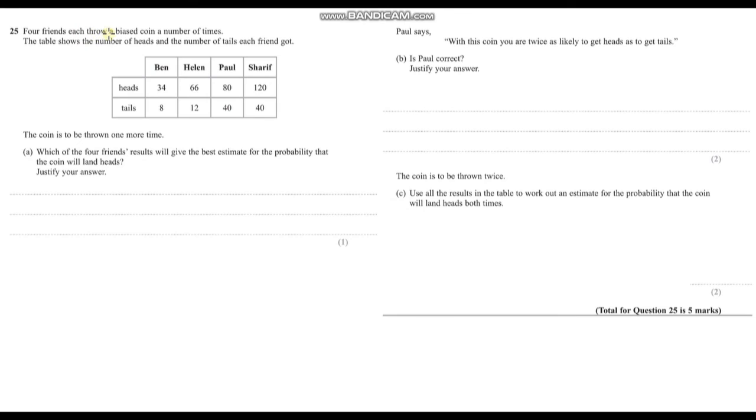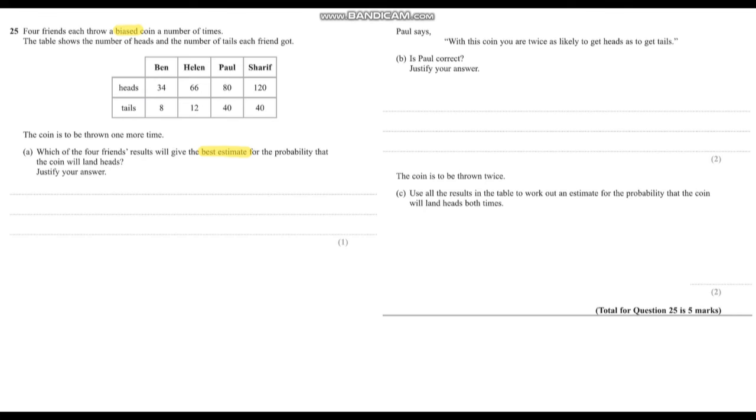Question 25. 4 friends each throw a biased coin a number of times. The table shows the number of heads and the number of tails each friend got. So we can see that the person flipping the coin is up here and the number of heads and tails they got is down here. The coin is to be thrown one more time. Which of the friends' results will give the best estimate for the probability that the coin will land on heads? And we must justify our answer.